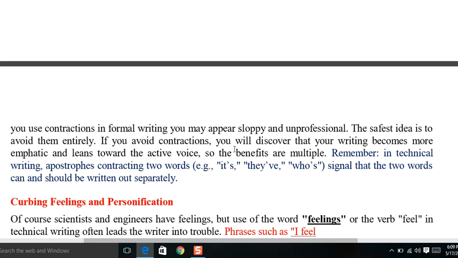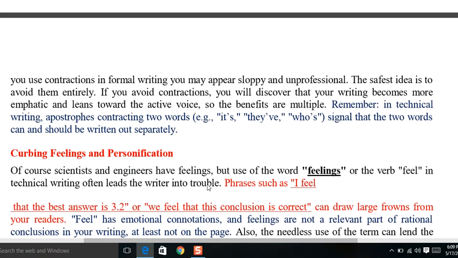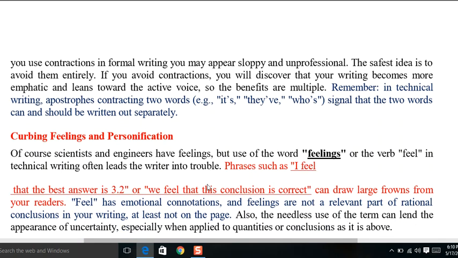If you avoid contractions, you will discover that your writing becomes more emphatic and leans towards active voice. So the benefits are multiple. You got this? You become emphatic, meaning more logical, reasoning, and appealing for scientific writing. Remember, in technical writing, apostrophes contract two words, for example, it is, they have, who is. These contractions signal that the two words can and should be written out separately. It means that contractions often suggest informality and less seriousness, and they are not welcomed in technical and scientific writing.